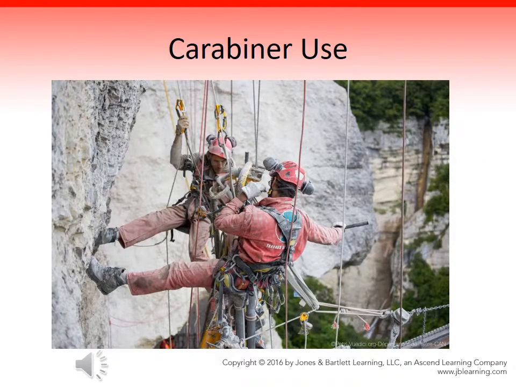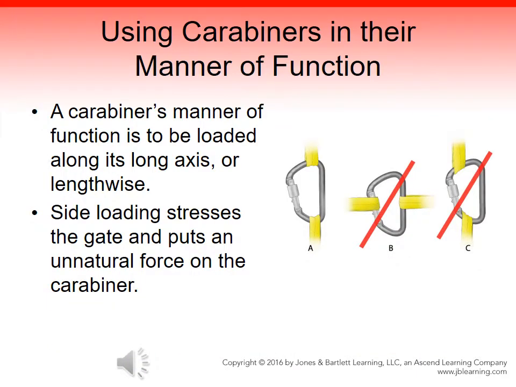Carabiner use. A carabiner's manner of function is to be loaded along its long axis, or lengthwise. As mentioned earlier, the weakest point of a carabiner is the gate. Consequently, side loading stresses the gate and puts an unnatural force on the carabiner, which severely reduces its strength and may cause it to fail.